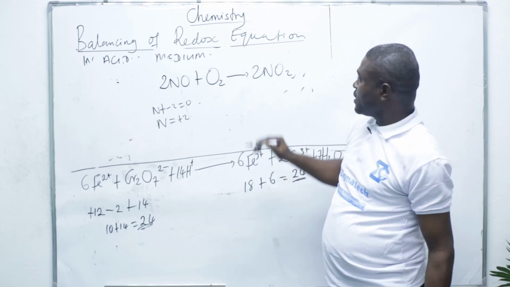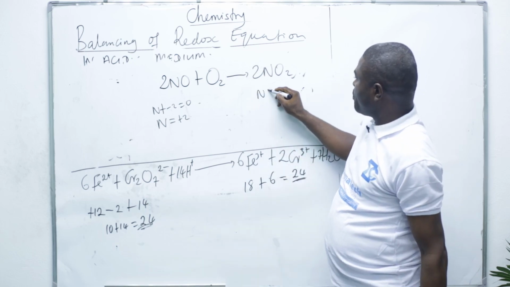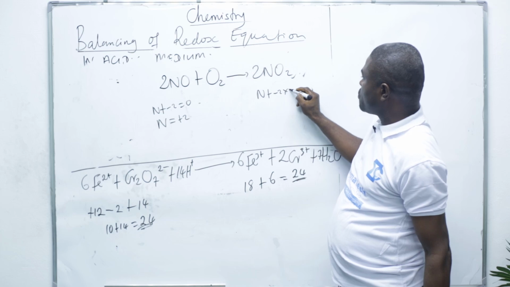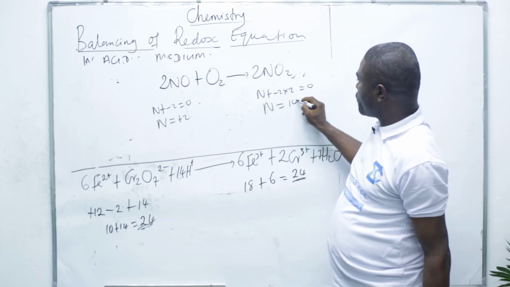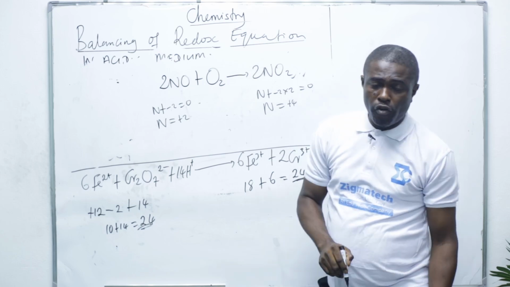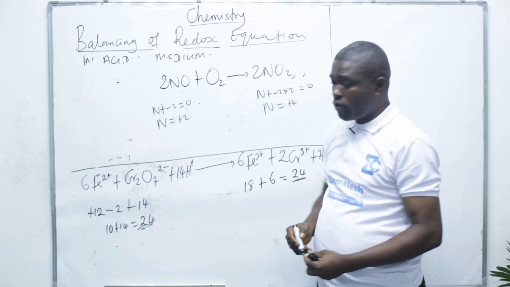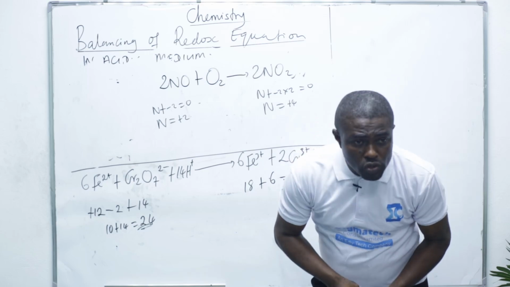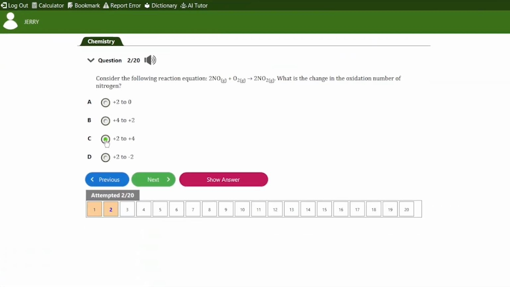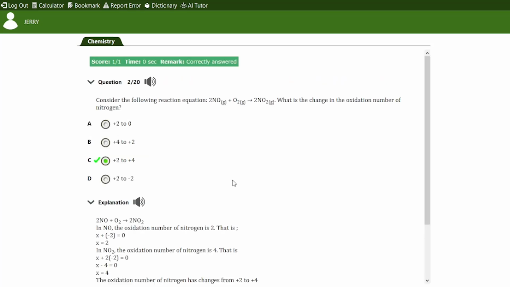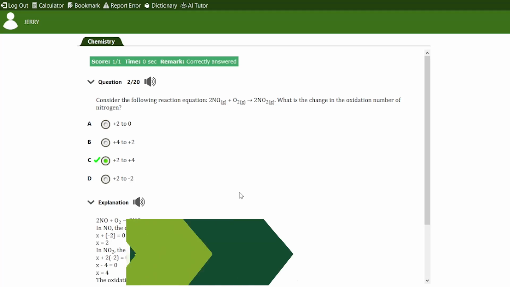Let's move to the right hand side. Looking for nitrogen plus minus 2 times 2 for oxygen equals 0. That means N is equal to plus 4. From plus 2 to plus 4, that is the change. That is option C. Let's look at it. Plus 2 to plus 4, from nitrogen 2 oxide to nitrogen 4 oxide. That is correct.